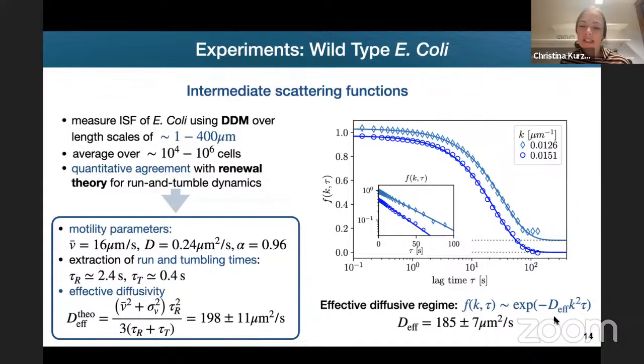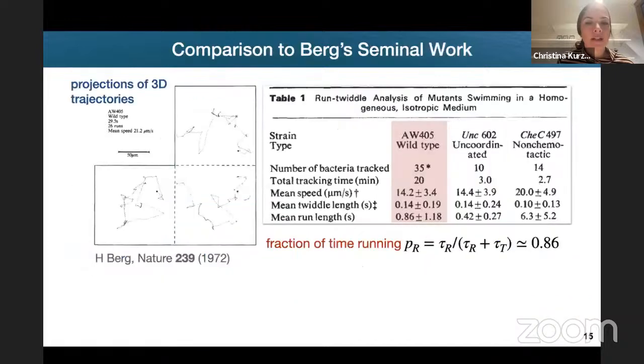And by just looking at that, we actually get an effective diffusivity, which very well agrees with the one that I just showed you. So I think that's fine. So let's move on to, or some of you who know Berg's work might actually ask, how does that compare to what we have found?